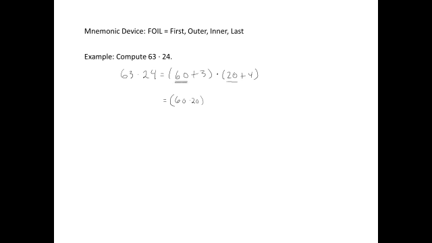Outer means the outside values, 60 times 4. Inner means the inside two values, 3 times 20. And last means the last of each pair, 3 times 4. FOIL, first, outer, inner, last. And now we just add up all the components. 1200 plus 240 is 1440, plus 16 is 1500, plus 12 more is 1512.